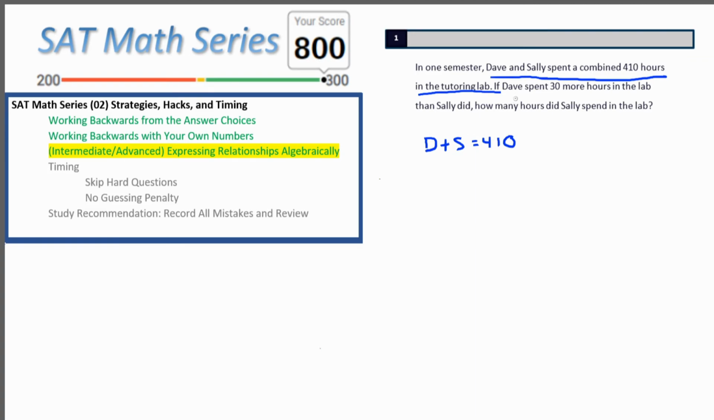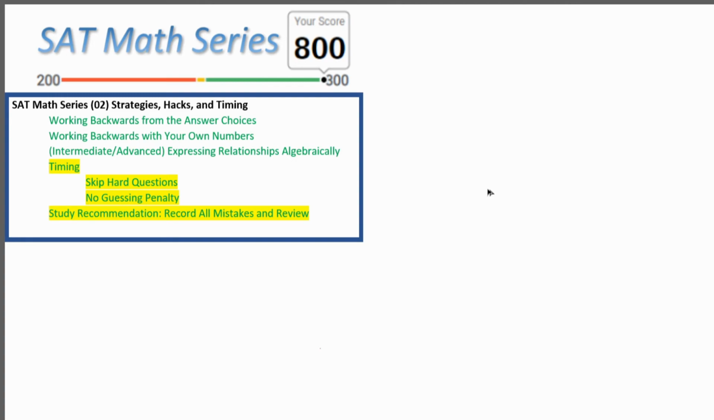And our second fact would be, if Dave spent 30 more hours in the lab than Sally, so we see that we need to add something to Sally to equal Dave, since Dave spent more. And then when we get to system of equations, we will go over how to solve this. You can solve this through substitution or elimination, but we'll leave that for a later discussion. So throughout the entire course, we'll refer back to these strategies, and in many cases, we'll turn a hard problem into a very easy problem.